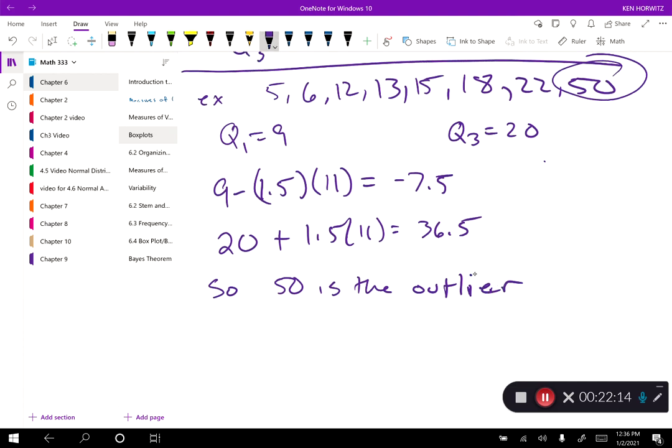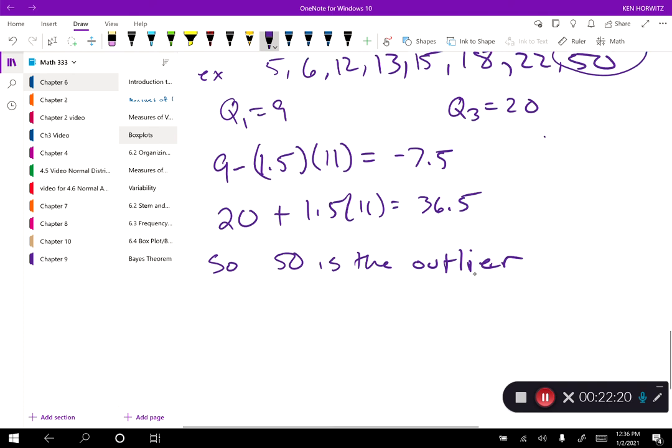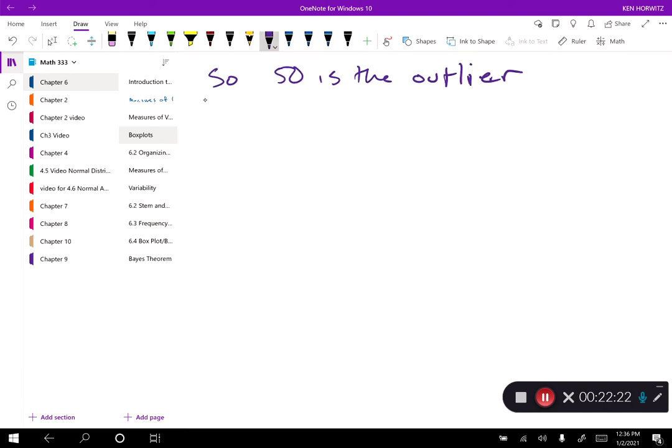There are other ways to check for outliers. This is just one particular way. All right. So last thing I want to do is talk a little bit about how to find percentiles that aren't necessarily the quartiles, the Q1, the Q3, the Q2. All right. So let's try this example.